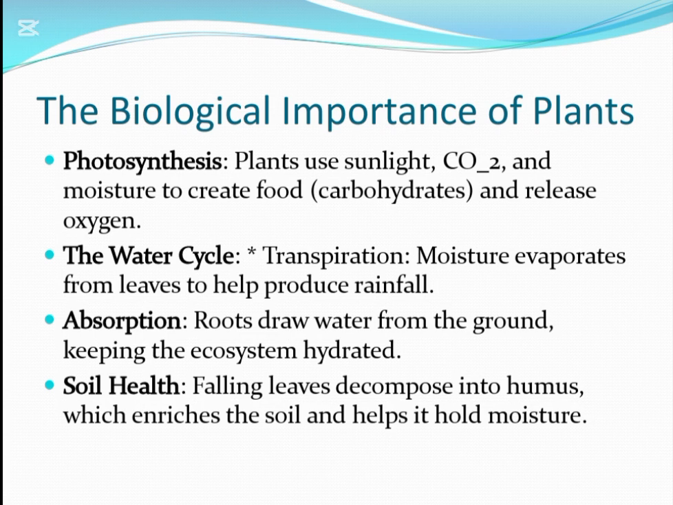Finally, look at the ground in the forest. It is covered in old leaves. When these leaves fall, they don't just disappear, they decompose into something called humus. Humus is like a super vitamin for the earth. It makes the soil rich and dark, and most importantly, it acts like a sponge that helps the soil hold on to the moisture during dry seasons.